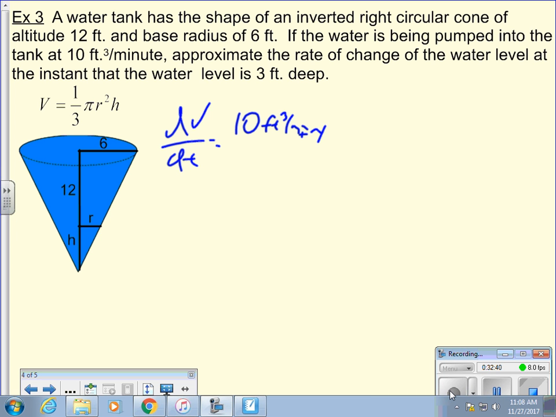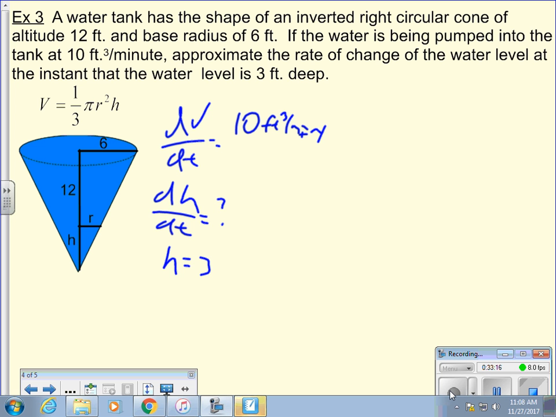Approximate the rate of change of the water level. Water level is measuring what? Height. So it's saying, what is dh/dt? At the instant the water level is 3 feet deep. When h is 3, what is dh/dt? At that instant. It's that instantaneous change. It's not over a change. It's what's happening right now. What is dh/dt right now?